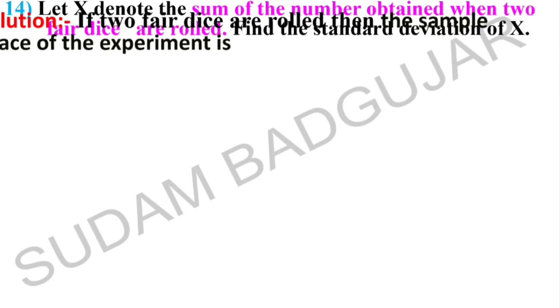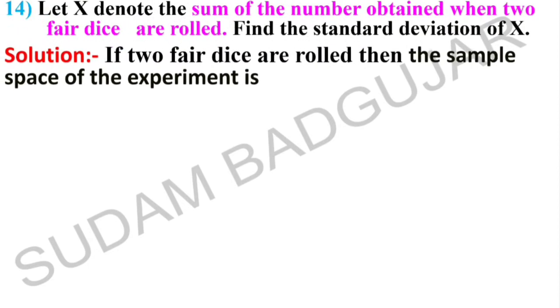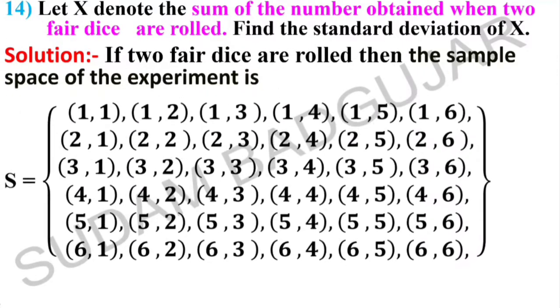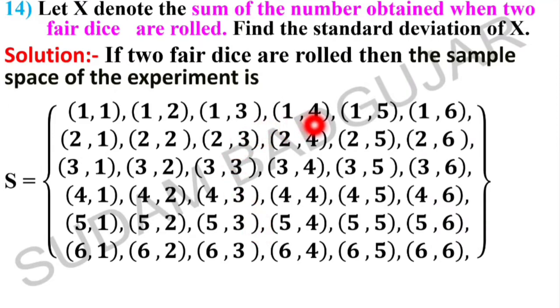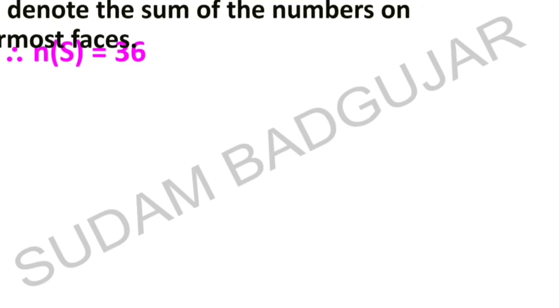Solution: if two fair dice are rolled, then the sample space of the experiment is S is equal to a set. It contains (1,1), (1,2), (1,3), (1,4), (1,5), (1,6), dash dash, (6,1), (6,2), (6,3), (6,4), (6,5) and (6,6). Here there are 36 elements. So n(S) is equal to 36.